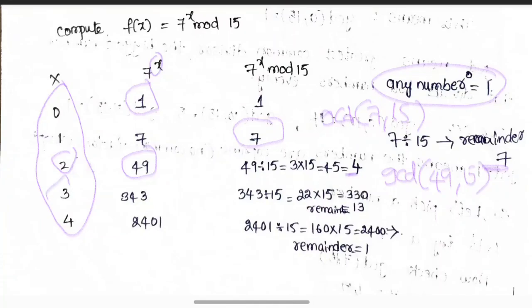Now you choose again 3. If you choose 3, 7 power 3 is nothing but 343. So you will be getting 13. So if you check here: 1, 7, 4, 13.